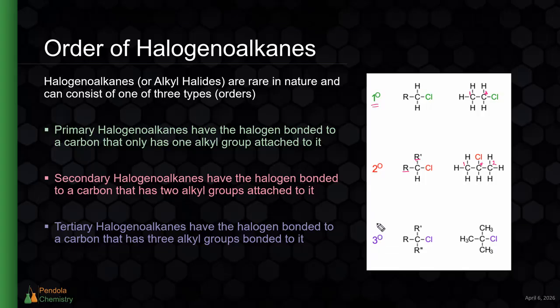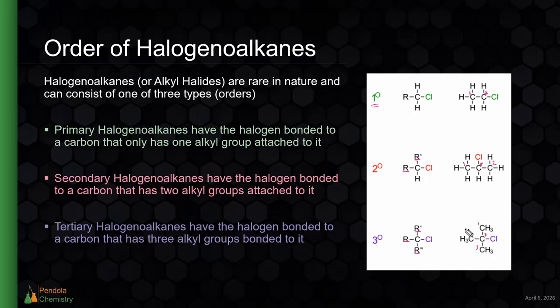And then finally, we have tertiary halogenoalkanes, which are attached to a carbon which has nothing but carbon chains attached to it, meaning that that carbon has 3 other carbon chains coming out of it. In this case here, we have 2-chloro-2-methylpropane, which will be an example of a tertiary halogenoalkane because the carbon the chlorine is attached to has 1, 2, 3 other carbons attached to it.